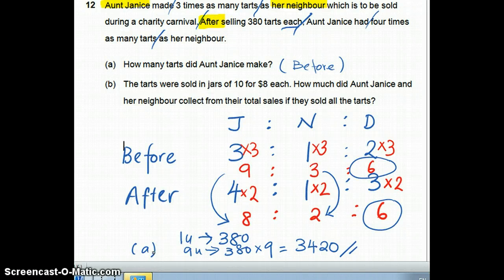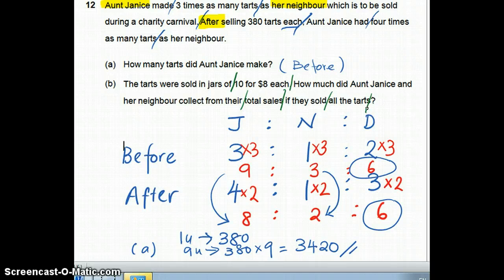Let's look at B. The tarts were sold in jars of 10 for $8 each. How much did Aunt Janice and her neighbor collect from their total sales if they sold all the tarts? I would chunk 10 for $8 each and total sales if they sold all the tarts.